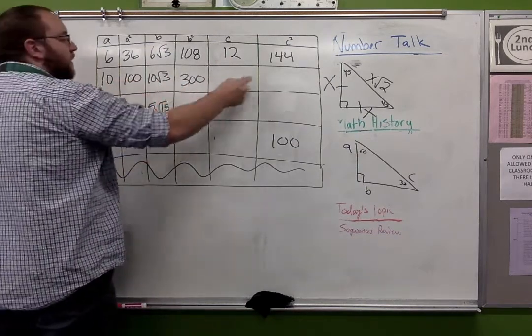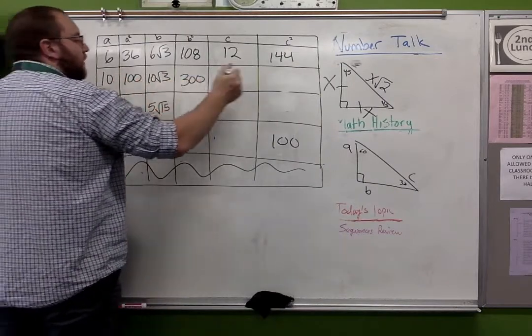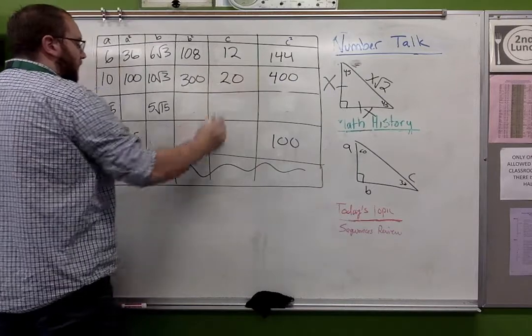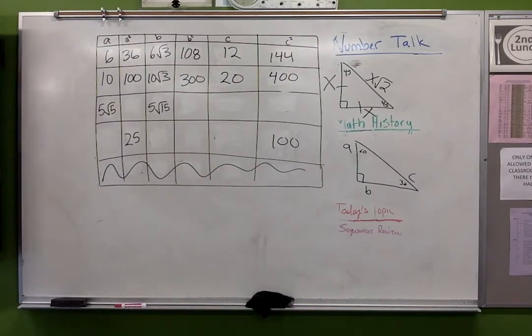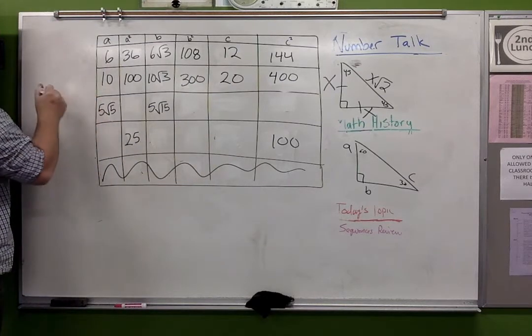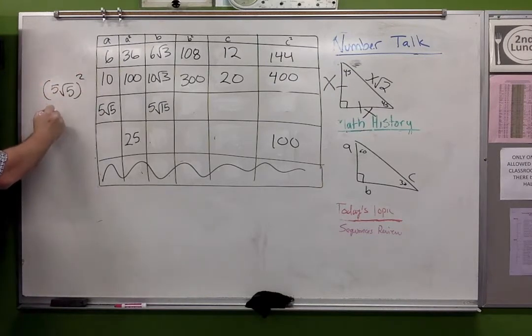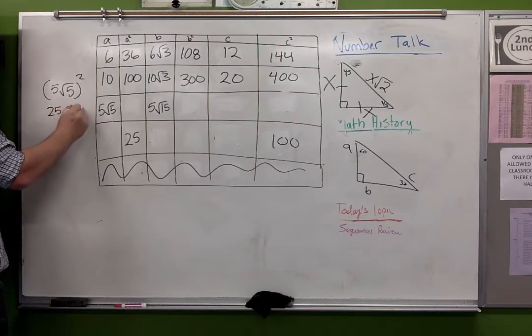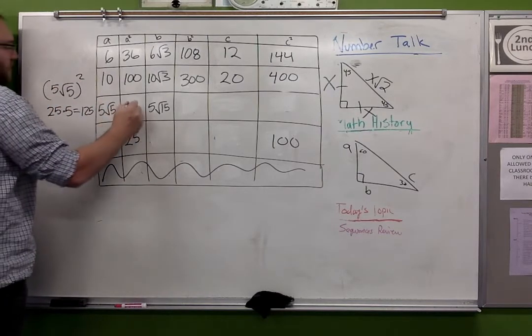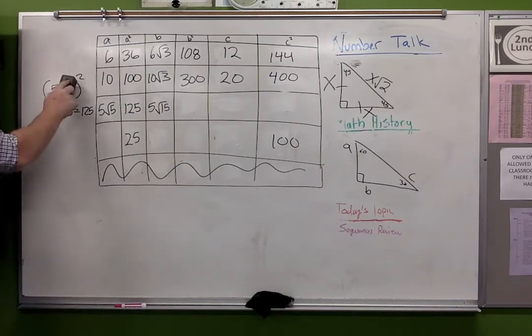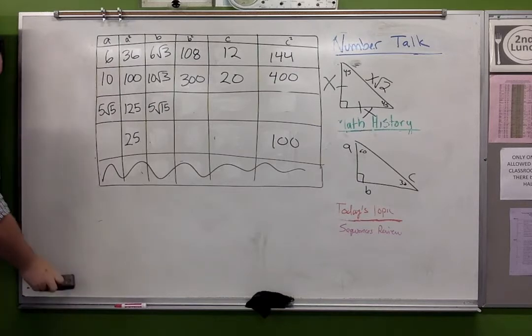A squared plus B squared equals C squared. 100 plus 300 is 400. The square root of 400 is 20. So here, A squared. 5 times square root of 5 squared. 5 squared is 25. Square root of 5 squared is 5. 25 times 5 is 125. Then we have 5 times the square root of 15.